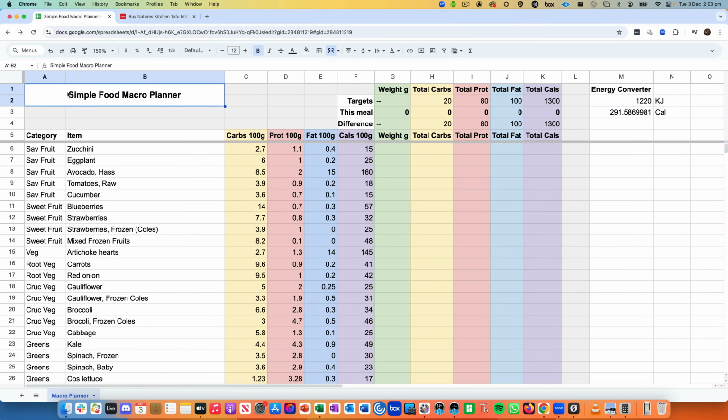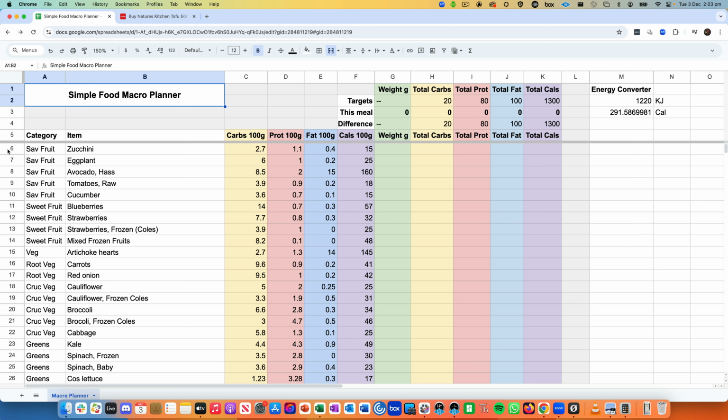I wanted to talk about this simple food macro planner spreadsheet that I've been working on. Of course, we've got apps like Chronometer and MyFitnessPal, and they're great. But what I was looking for, and the reason why I've made this, is that it's a really simple tool that I can use just to plan a meal or plan a day of food by adding together different ingredients and seeing how those macros fall.